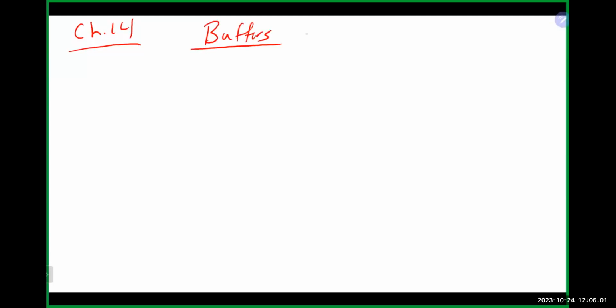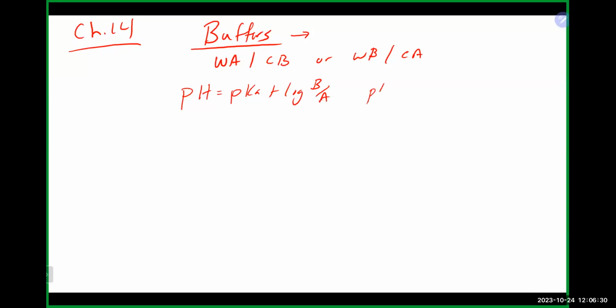And again, in case you forgot since this morning, a buffer is a weak acid and the salt of its conjugate base, or a weak base and the salt of its conjugate acid. We talked about doing buffer problems, and typically that is our Henderson-Hasselbalch equation that we want to use, which is pH equals pKa plus the log of the base over the acid. Once again, the pKa is minus the log of the Ka value. We also saw the pOH version of it.